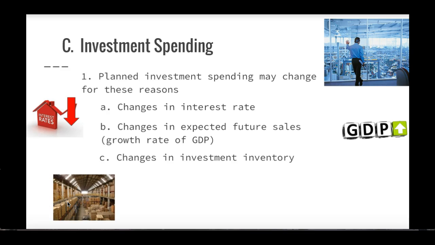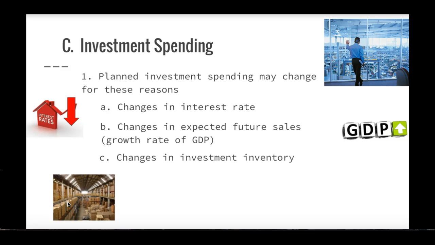So maybe we're talking about pop, right? And so we're talking about this warehouse full of pop. And we're expecting to sell so much pop. So they have a whole bunch out there. That's the planned investment spending. So this is how much we're planning on selling.